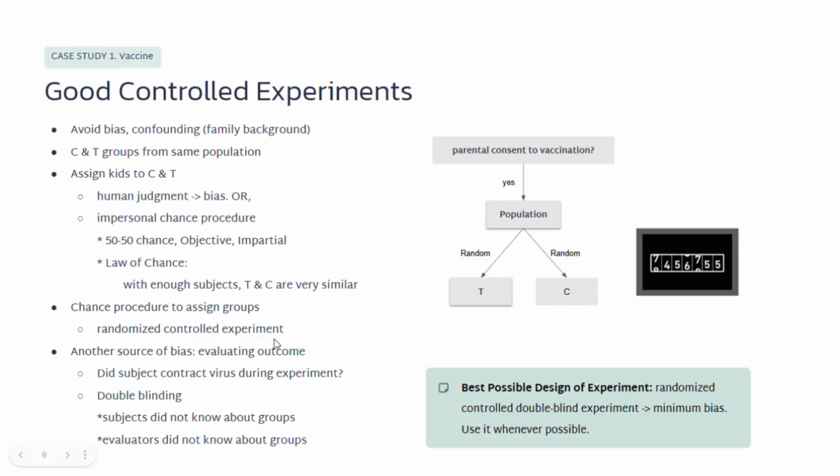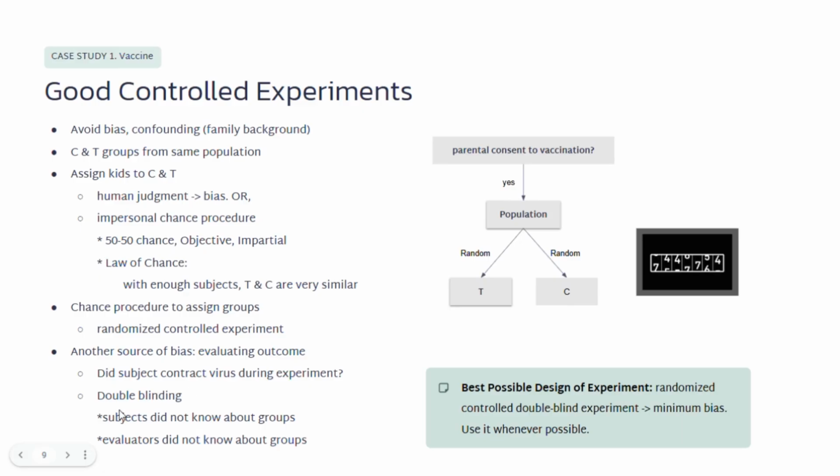Another point to consider here to avoid bias in your experiment is how to evaluate the outcome of the experiment. Assume that you have eliminated the bias from the family background by doing the randomization. Then you observe the responses. You want to see whether the vaccine was effective or not. Then you have to do the diagnostics on the patients, on the kids.